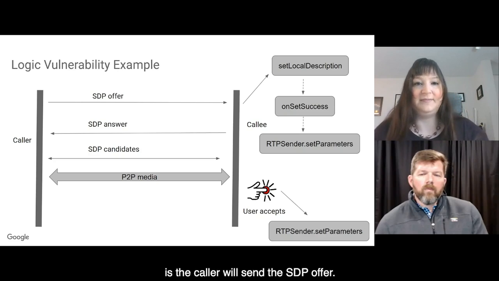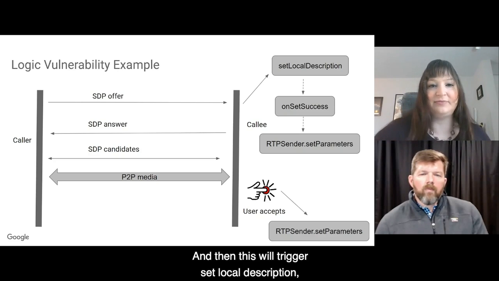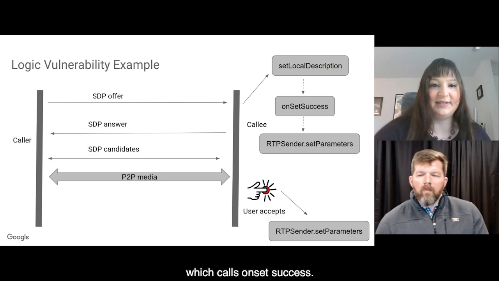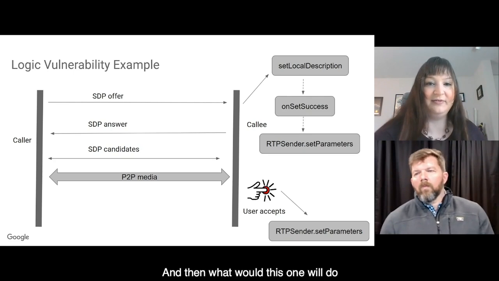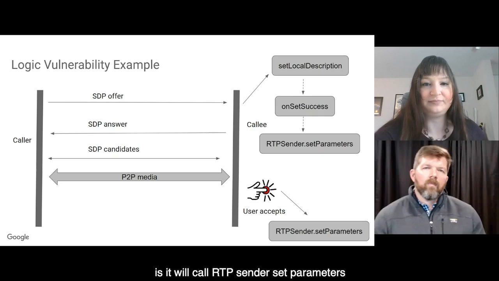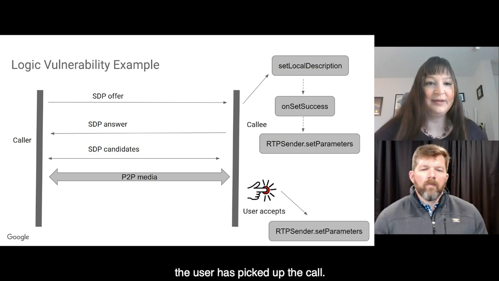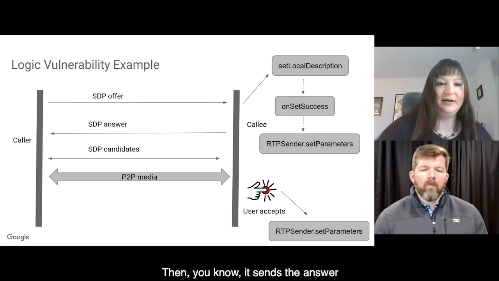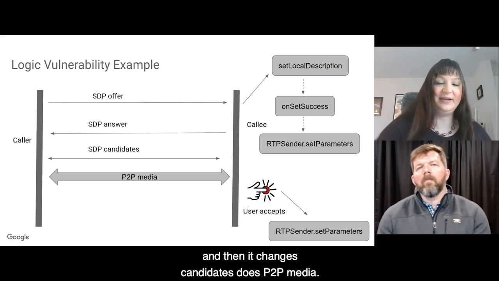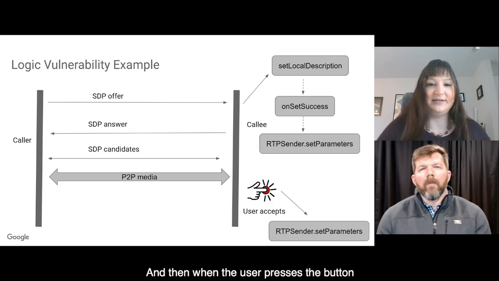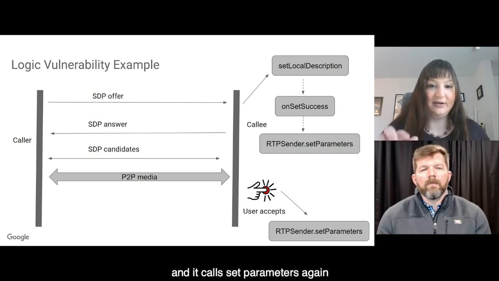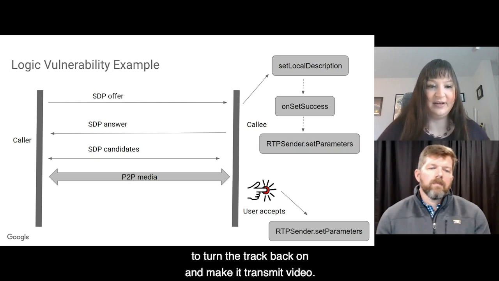the caller will send the SDP offer, and then this will trigger set local description, which calls onSetSuccess. And then what this one will do is call RTP sender set parameters and use that to disable the track so that it doesn't send video before the user has picked up the call. Then it sends the answer, exchanges candidates, does P2P media, and then when the user presses the button, it calls set parameters again to turn the track back on and make it transmit video.